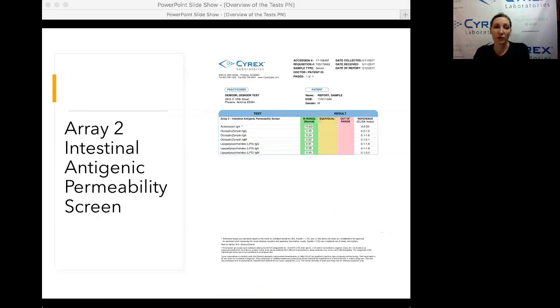So this is what Array 2 looks like. It includes 3 analytes that investigate transcellular permeability, paracellular permeability via tight junctions, and also assesses endotoxin, or LPS, which is one of the critical features of this test, as it helps us to better understand what the actual immune consequences of permeability are. So this is really a groundbreaking panel. It's completely different to all of the other intestinal permeability panels available on the market. And I'm really excited to dive deeper into this test with you in the Array 2 education pathway.